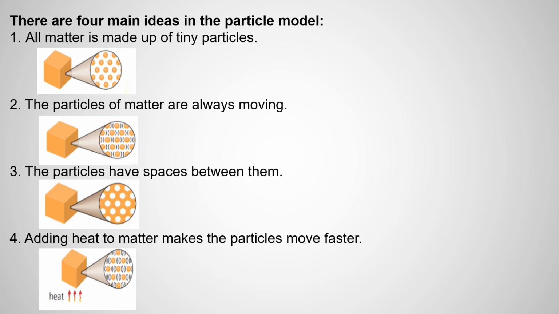Number 1, all matter is made up of tiny particles. Number 2, the particles of matter are always moving, as you can see in the picture. Number 3, the particles have spaces between them. Number 4, adding heat to matter makes the particles move faster.